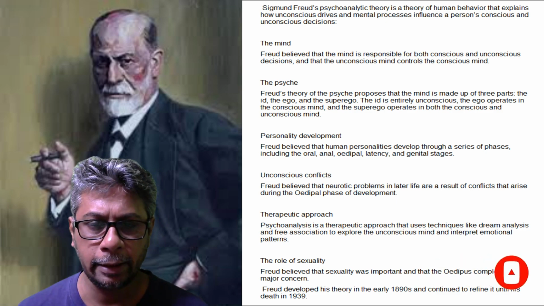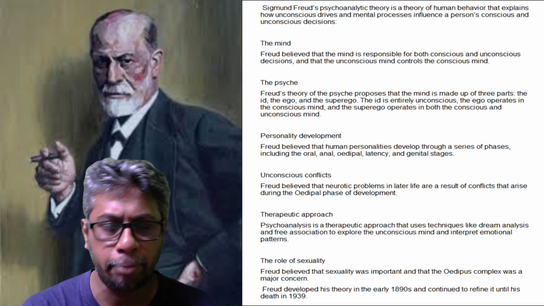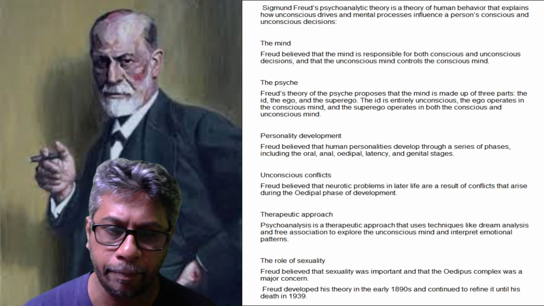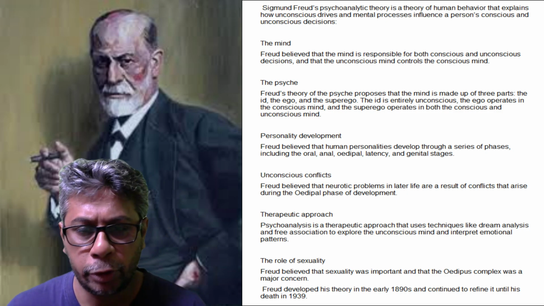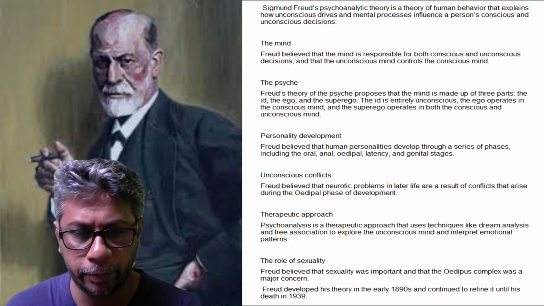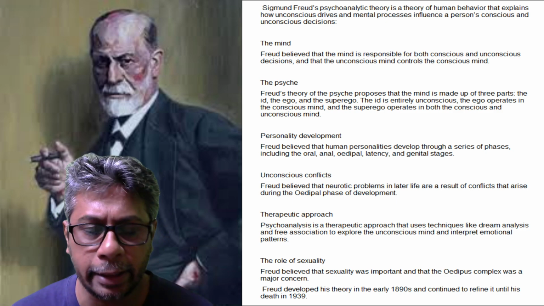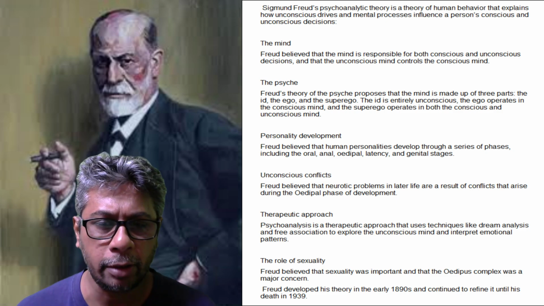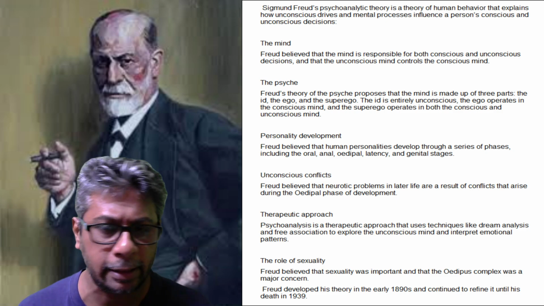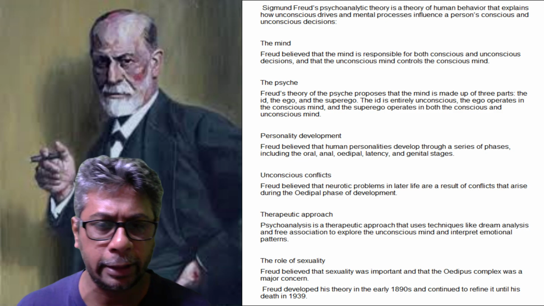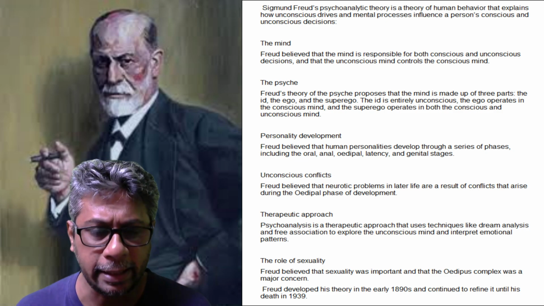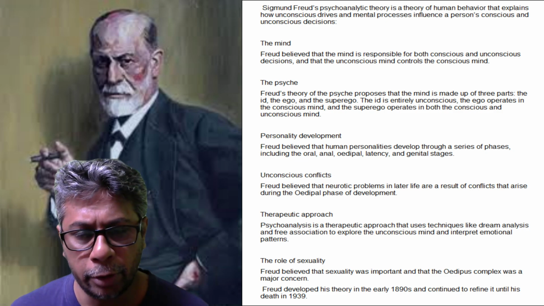The next important part of Freud's theory is the three parts of the mind. Freud believed that the mind consists of three parts. Number one, id. Number two, ego. Number three, superego. The id is based on the basic needs, the basic instincts of human behavior: food, dress, shelter, sex, the basic instincts.